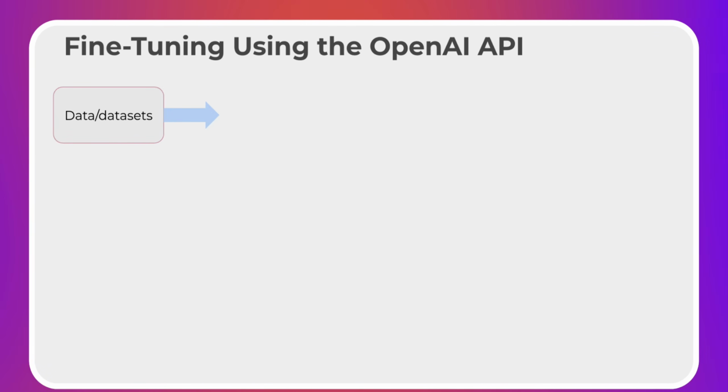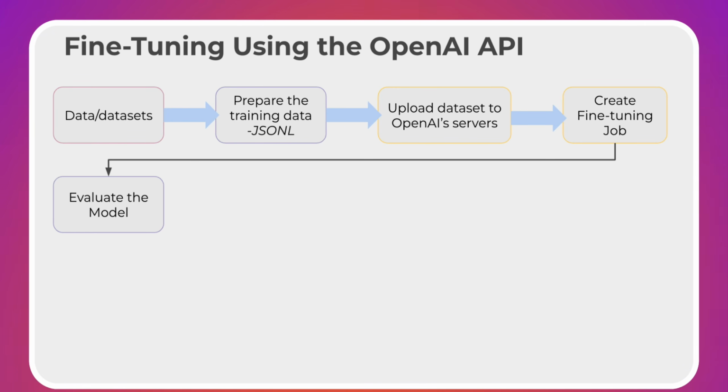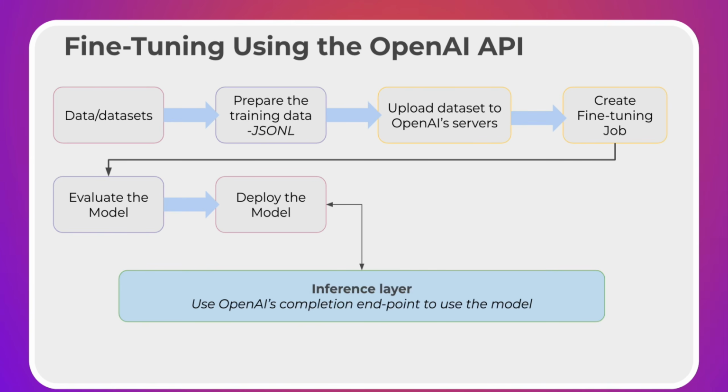So the idea here is going to be the same. We have data sets. We go through the preparation phase. In this case, the format has to be what we call JSONL. And then that is what's uploaded into the OpenAI servers, because we're using their servers. And then we're going to create a fine-tuning job, or rather the API is going to create a fine-tuning job that is going to be running. And then we are going to evaluate that model and then deploy the model. And then, of course, go through the inference layer.